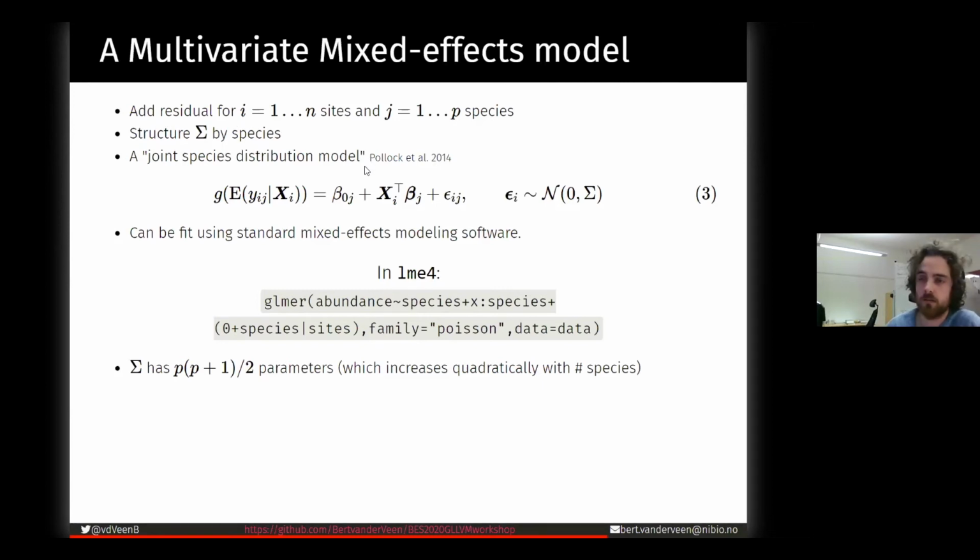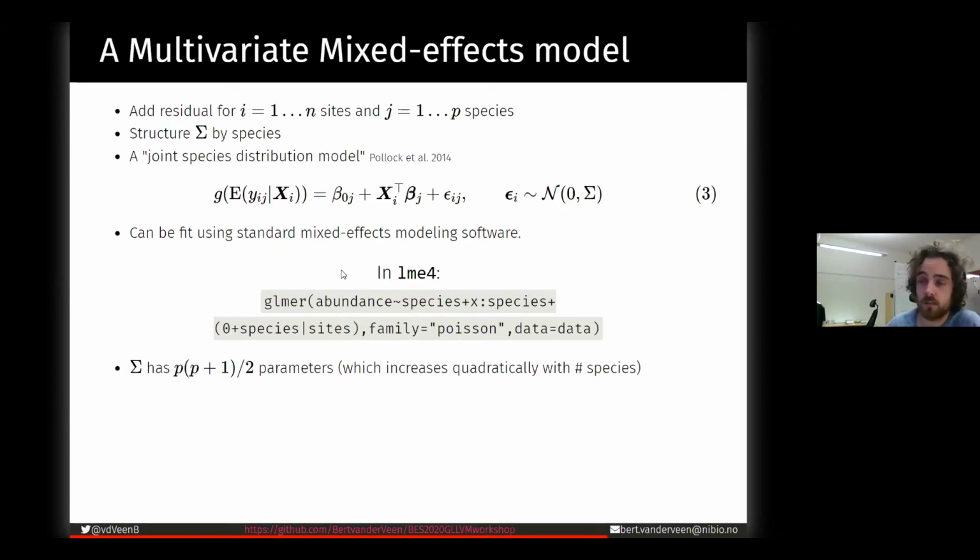And what you fit in a lot of other packages, where we still have this link function g with our conditional mean, our species intercepts, fixed effects, and now we have this extra residual term here. And this is what I said. We have this per site. We assume a normal distribution around 0 and sigma covariance matrix. And this is just a standard mixed effects model.